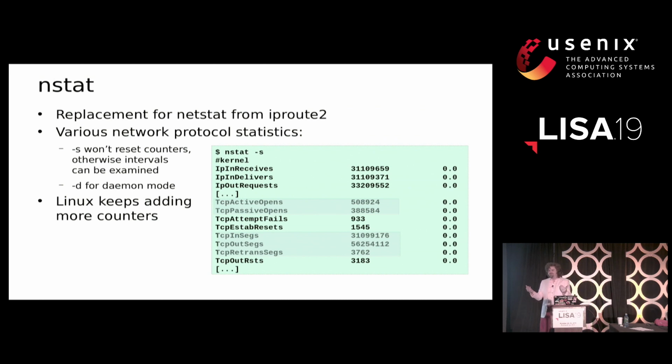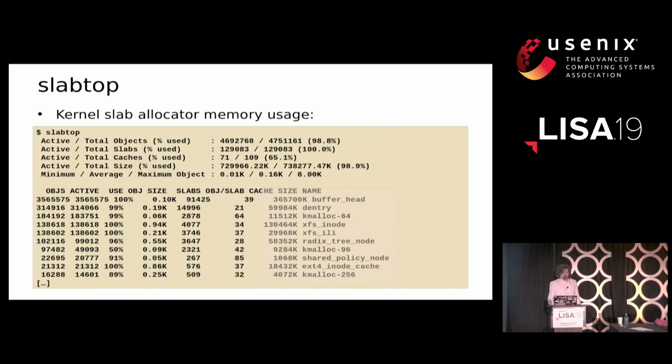Remember netstat and all the spelling errors and typos in the counter names, and we just deal with it? Well, now we've got nstat, which is actually kind of better. With nstat, you can run it before and after an event and look at the delta, like which counters have changed, easily. It's got a daemon mode. So if you haven't learned nstat yet, it's the new netstat replacement.